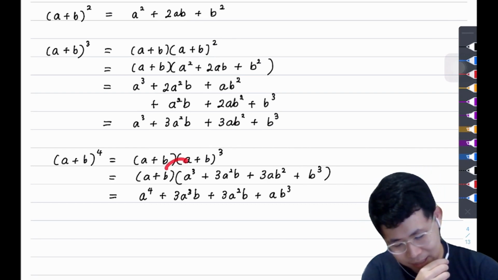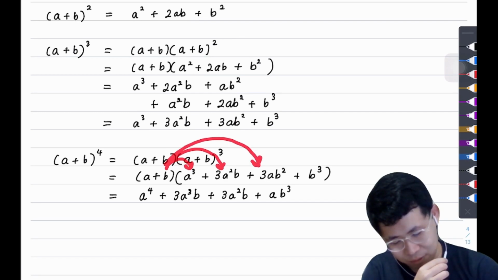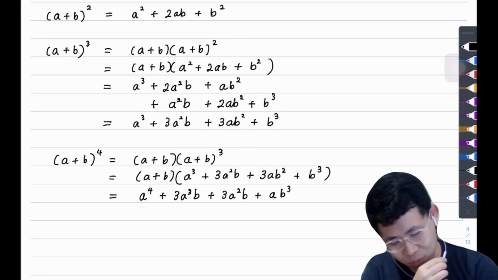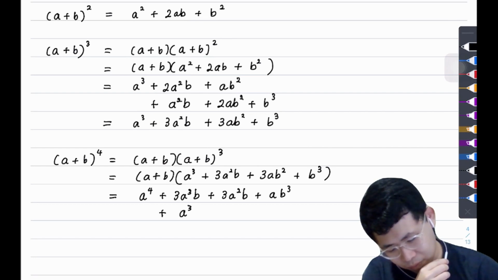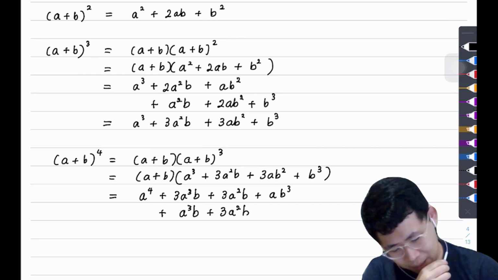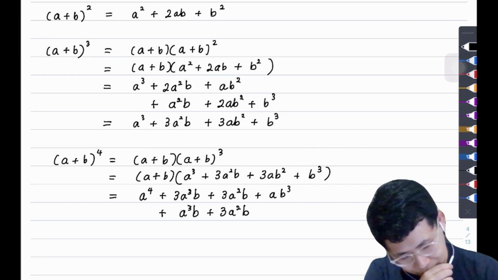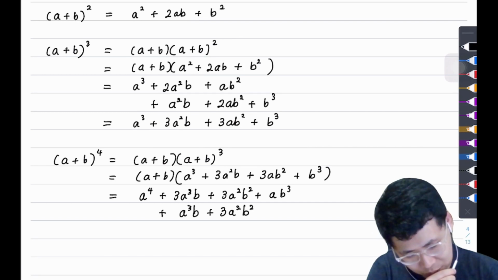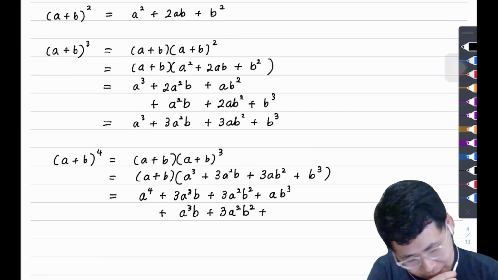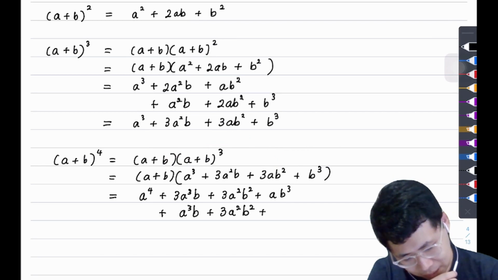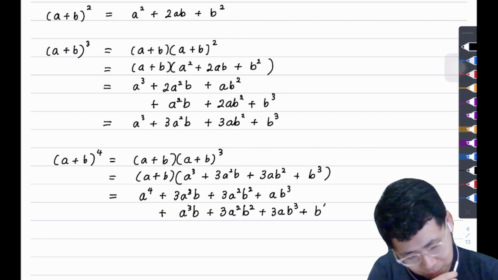Okay, next the b, let me expand the b now. So b times a cubed, I will have 1a cubed b, right? The next one, I'm going to get a 3a squared b squared. So just now was 3a squared b squared, correct? Then the next one would be a, how many b times this, right? So this would be a 3a b cubed plus a b to the power of 4.